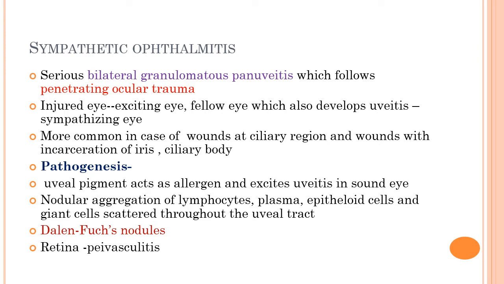So what is this sympathetic ophthalmitis? This occurs most of the time following penetrating injuries. The injured eye is called the exciting eye, where the patient is suffering with a penetrating injury. And after some time the other eye is also involved. At that time we call it the sympathizing eye. Why is the other eye also involved?